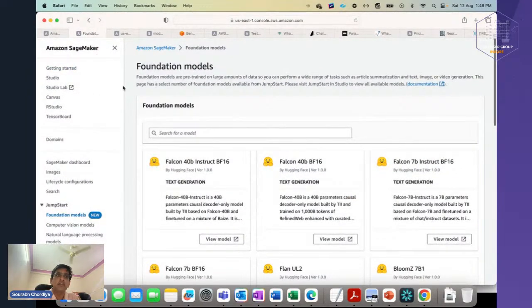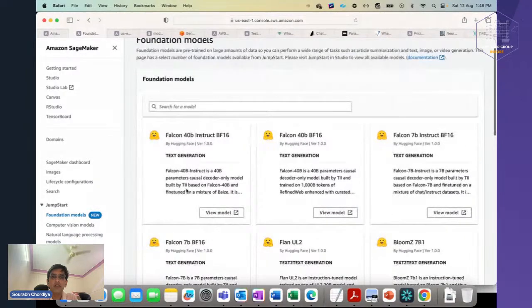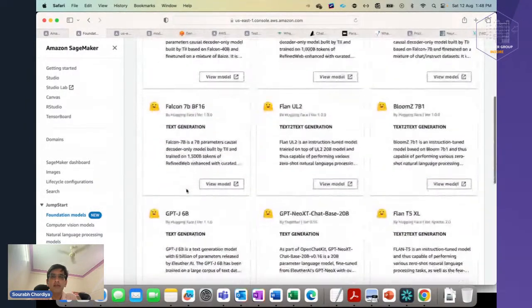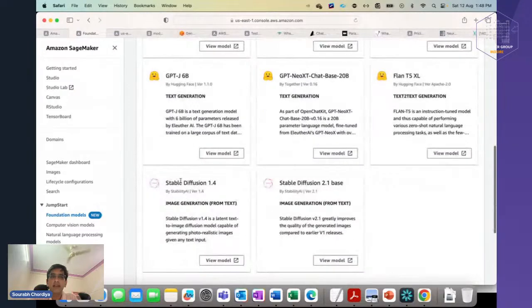In SageMaker, if you wanted to use one of those models, then they're available under Jumpstart. We just saw this, right? So foundation models are a part of SageMaker's Jumpstart, and you have a lot of these foundation models available, from Falcon, Bloom, Stable Diffusion. Sorry, I mean Stability AI is the company name. Stable Diffusion is how they name it.